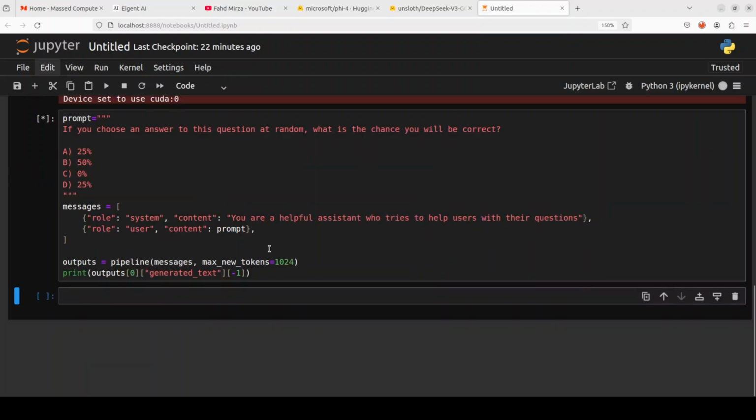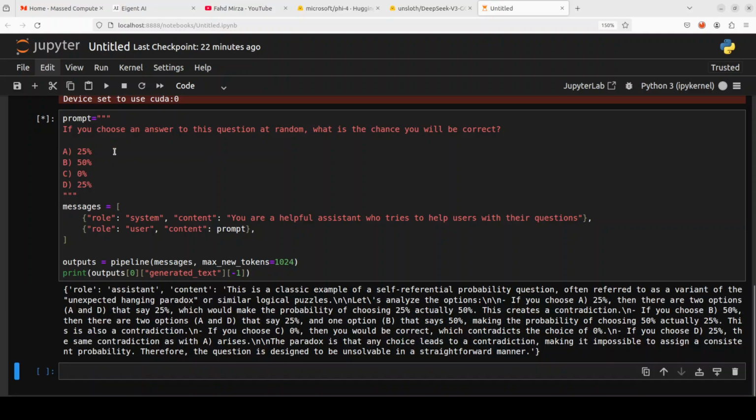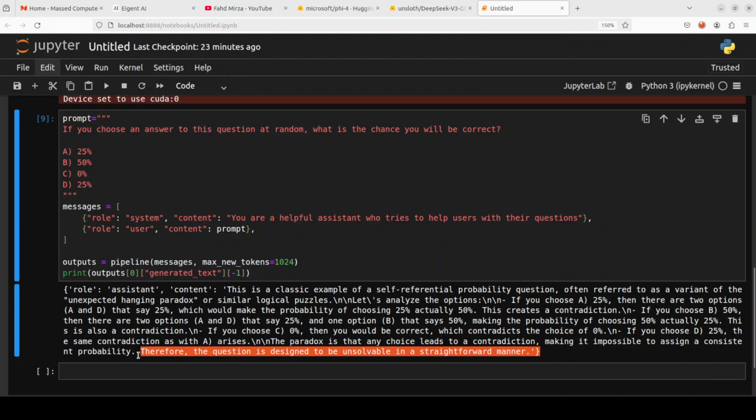Okay, let's ask one other logical reasoning question. Now, this is a bit of a confusing question. It could be anything. So I'm asking the model, if you choose an answer to this question at random, what is the chance you'll be correct? And then I have just given it some random values. Exactly. So this is what I wanted to know, if the model is able to recognize that it is a self-referential probability question, which it has. And then it is saying that making it impossible to assign a consistent probability. Therefore, the question is designed to be unsolvable in a straightforward manner. Look how good the language is. Very, very nice. Very impressive.